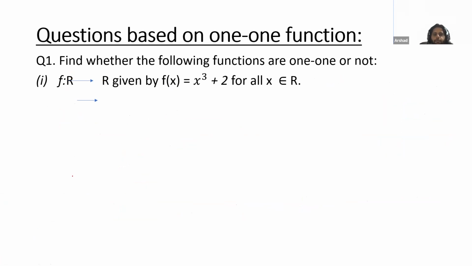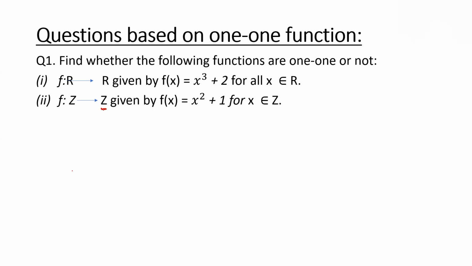So I'm again repeating the same statement: if you already know that your function is not one-one, then just give a simple example. There's no need to prove the complete question. We will take a second one. What is Z in this case? Anyone can tell me? Integer. Very good. So the function is from Z to Z given by f(x) is equal to x squared plus 1.